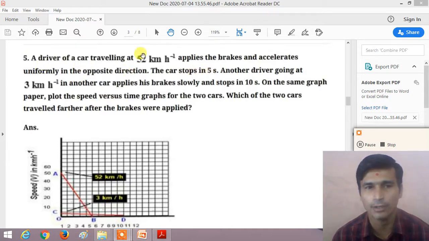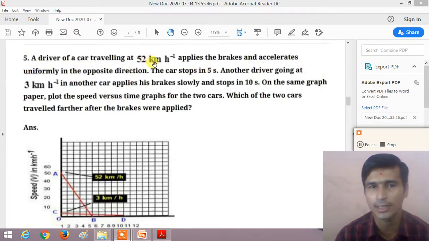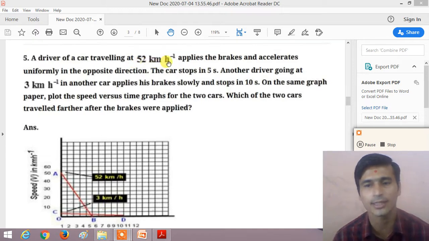A driver of the car traveling at 52 km per hour, that is the initial speed of the car, is given to you. After applying the brake, the driver accelerates uniformly in the opposite direction so that the speed of the car decreases and the car stops in 5 seconds, right?